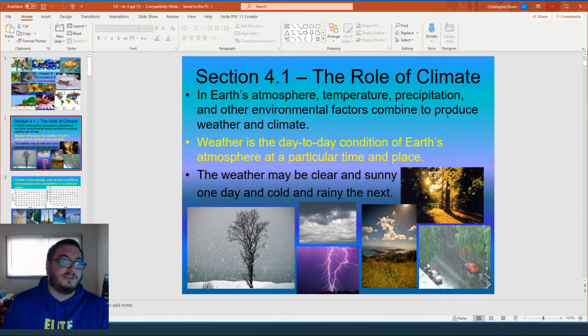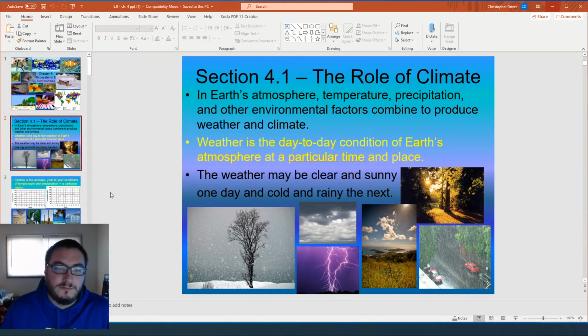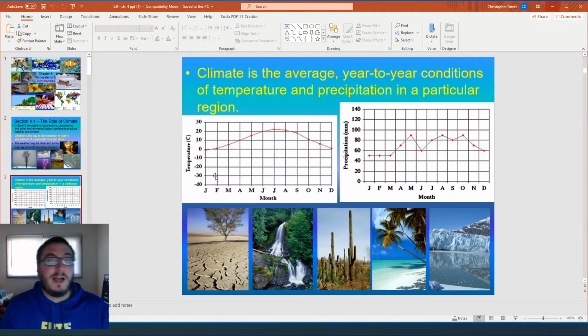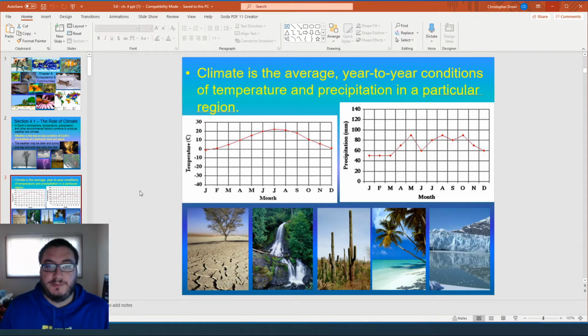But that's different than climate. So weather, boom, changes every single day. You might have a series of good days, a series of really wet and rainy, nasty days. It really just depends. It's a day-by-day thing. However, climate is the average, the year-to-year conditions of temperature and precipitation, which is rainfall or snowfall, in a particular region. So how hot is it on average from one month to the next, one year to the next, and how much rainfall do you get? Those are the 2 big ones.